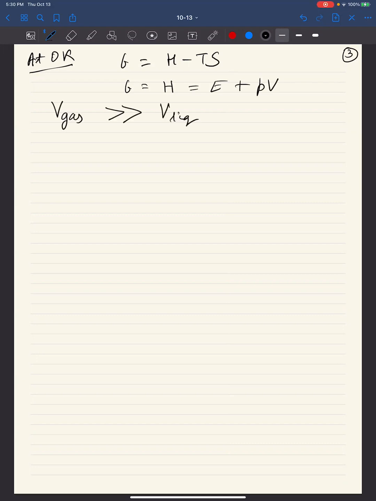At 0 Kelvin, what do we have? We have G equals H minus TS, right? What is the value of G at 0 Kelvin? It's going to be H, right? Because there is no entropy. What is H? H is equal to E plus PV, right? So we know that the volume of a gas is much more than the volume of a liquid, which is much more than the volume of a solid, empirically.